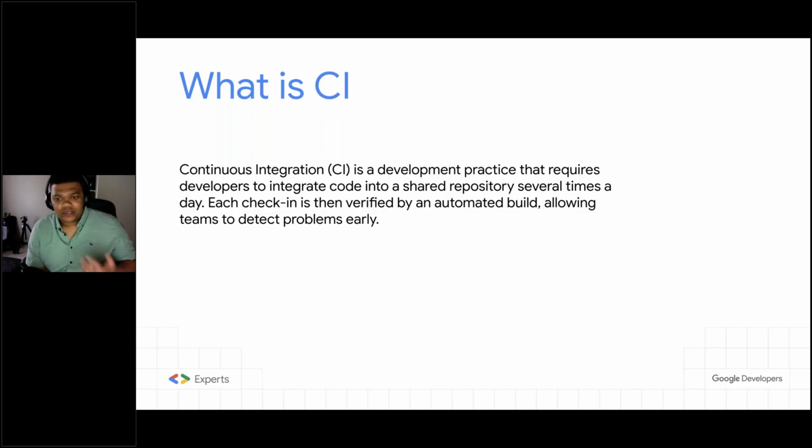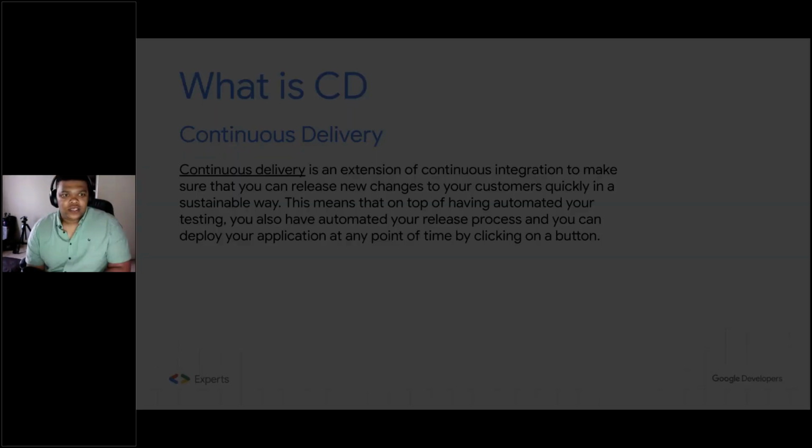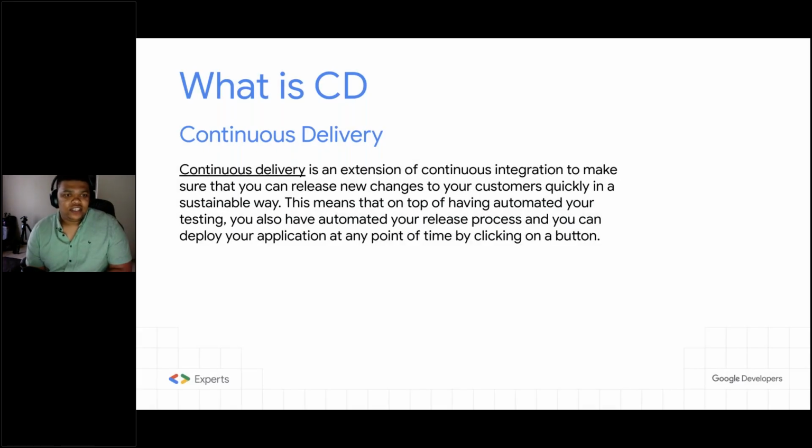So we have a whole bunch of automated builds, and then it also helps detect a bunch of problems earlier based on what you actually add to your CI. So we'll go through a little bit of that later. And then what is CD? CD actually has two parts. So there's continuous delivery, which, again from the source of truth, Wikipedia, is an extension of CI that makes sure that we can release new changes to our customers a lot more quickly.